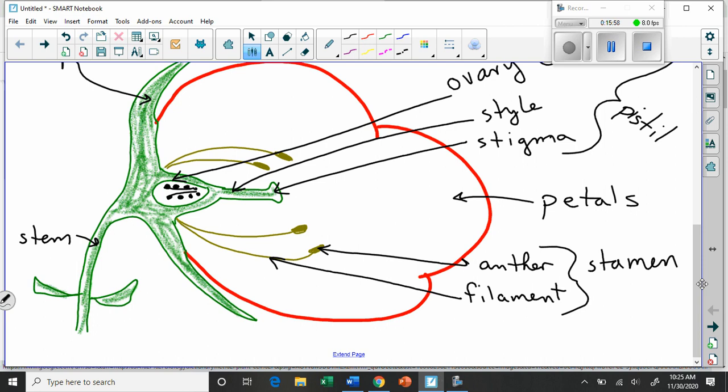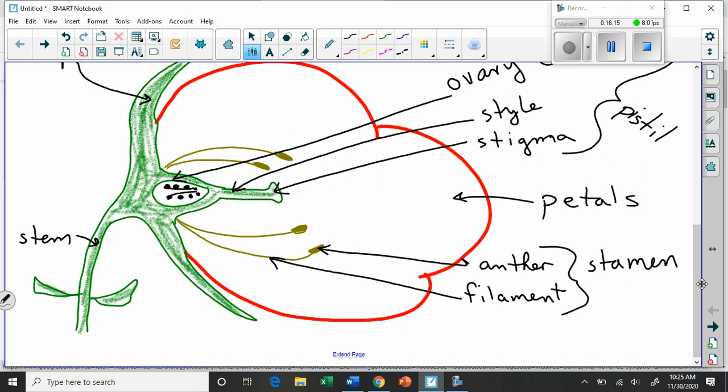Some of you may have learned about meiosis in grade 10. Hands up if you learned about meiosis. Only a couple. So we're going to have to go through that later. And that's that process of cell division that makes sperm and egg cells. Anyway, that's happening here at the anther.